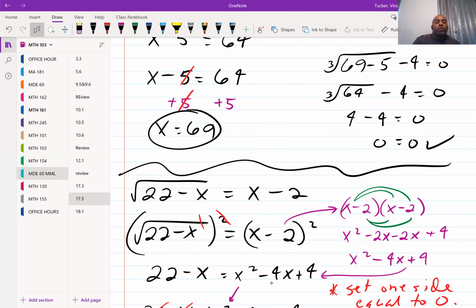So here we have the square root of 22 minus x equal to x minus 2. We do have our radical isolated on one side of the equation, so we're okay with that. But then we have to square both sides. We have the square root, so we need to square both sides to get rid of the radical. In the next line, the square and the square root cancel, leaving me with 22 minus x. Then on the right side, we have x minus 2 squared. You see what I did here in the purple: I expanded that out to x squared minus 4x plus 4.